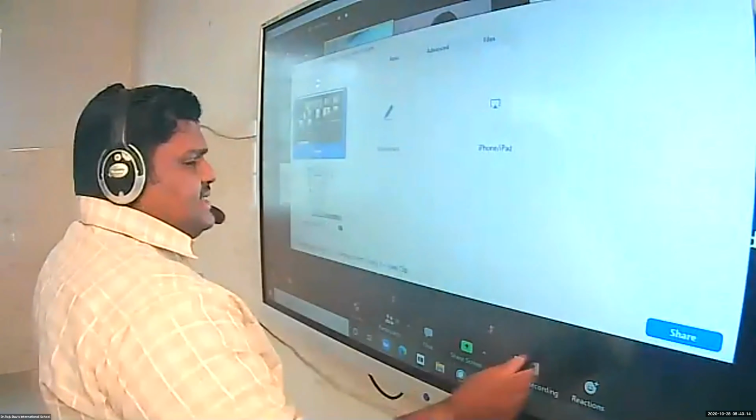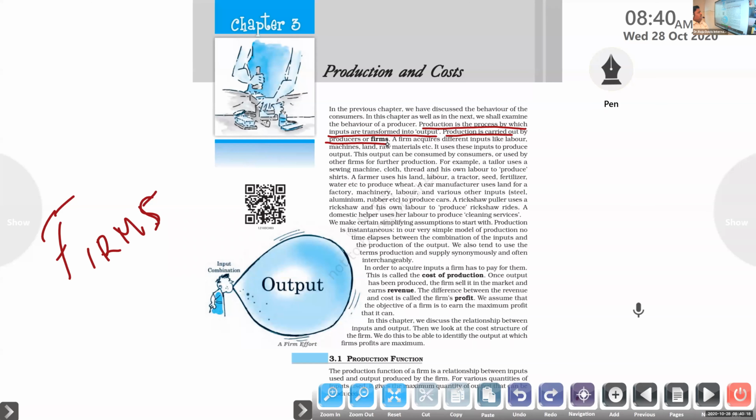These things are necessary, so just underline that area. Production is the process by which inputs are transformed into output. Production is carried out by producers or firms. A firm uses these inputs to produce output. This output can be consumed by the consumer.